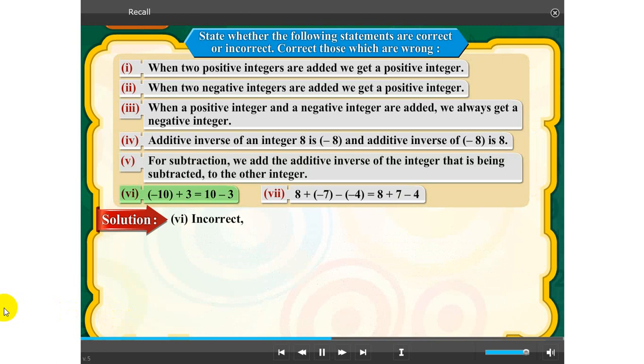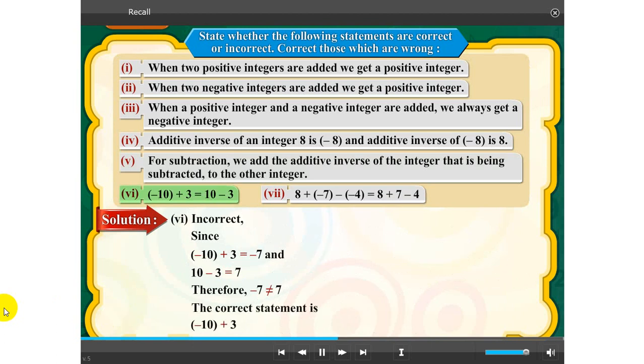6. Incorrect. Since negative 10 plus 3 is equal to minus 7 and 10 minus 3 is equal to 7. Therefore, negative 7 is not equal to 7. The correct statement is negative 10 plus 3 is equal to 3 minus 10.